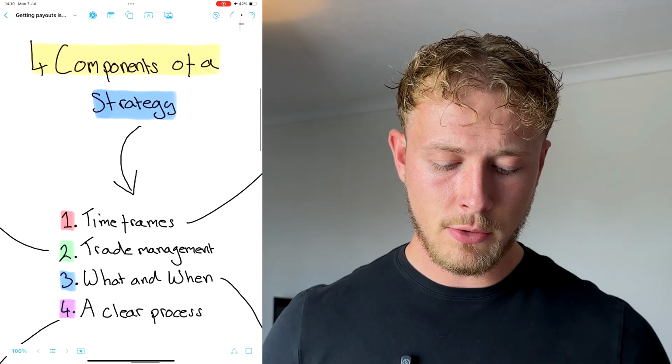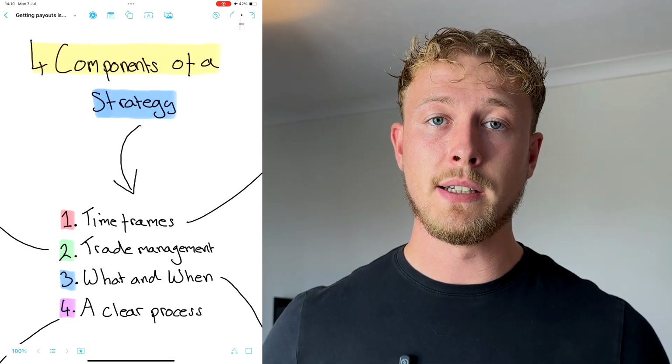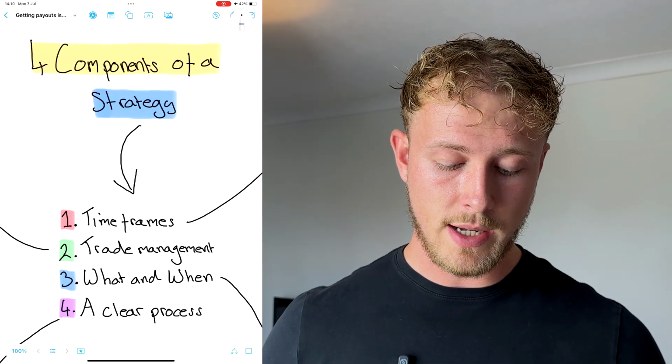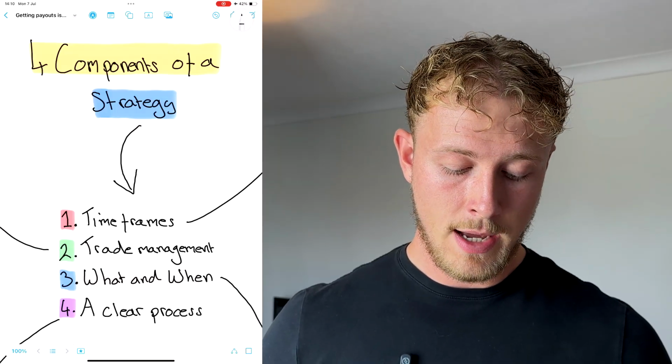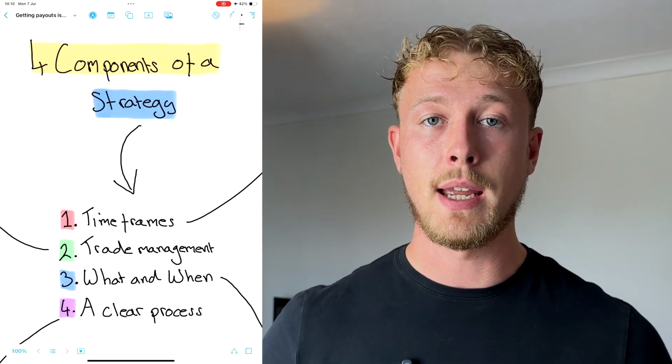So what are these 4 components? As you can see on your screen, component number 1 is timeframes, component number 2 is trade management, component number 3 is what and when, and component number 4 is a clear process.